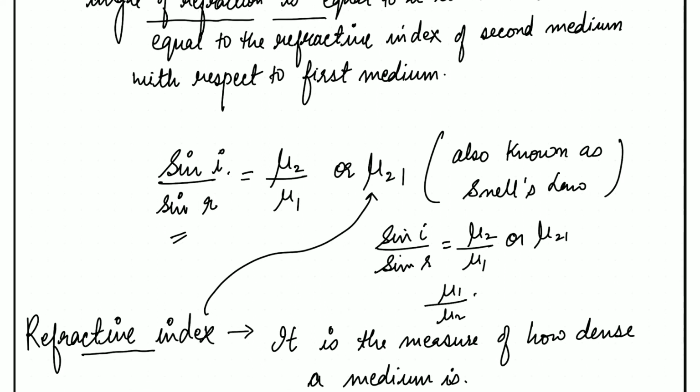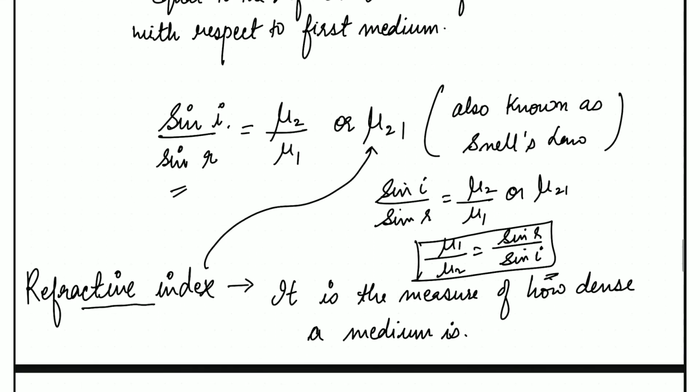If you want to write it the other way, nu1 upon nu2 will be equal to sin r upon sin i. That is how it will be written. I hope that is understood. Now the important question: what is this refractive index? What does it tell us?